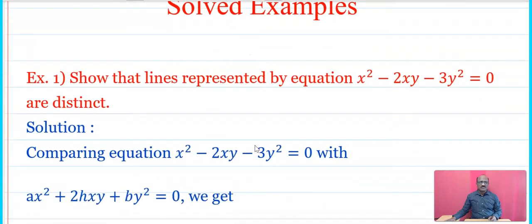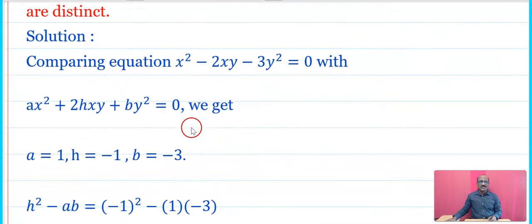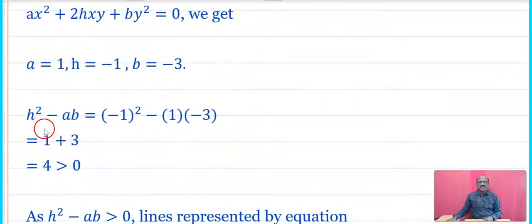Now the solved example. Show that the lines represented by the equation x squared minus 2xy minus 3y squared equal to 0 are distinct. Now see this. Comparing this equation x squared minus 2xy minus 3y squared equal to 0 with ax squared plus 2hxy plus by squared equal to 0, what is the value of a? a is 1 and h is minus 1. b is minus 3. Here h squared minus ab is equal to, in bracket, minus 1 squared minus 1 into minus 3.